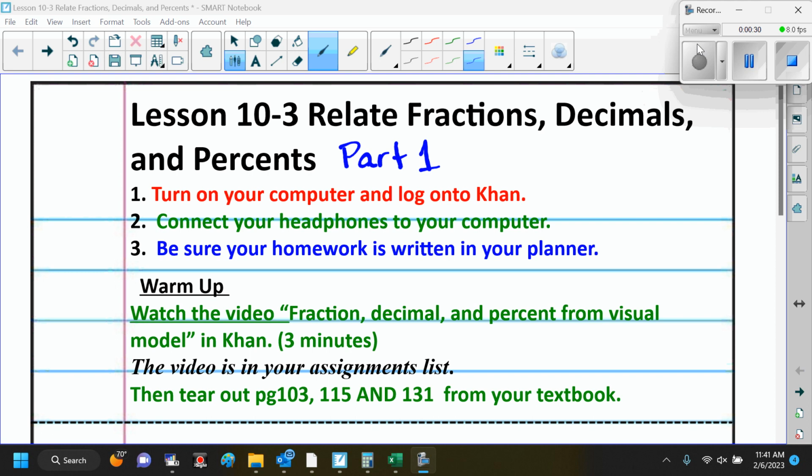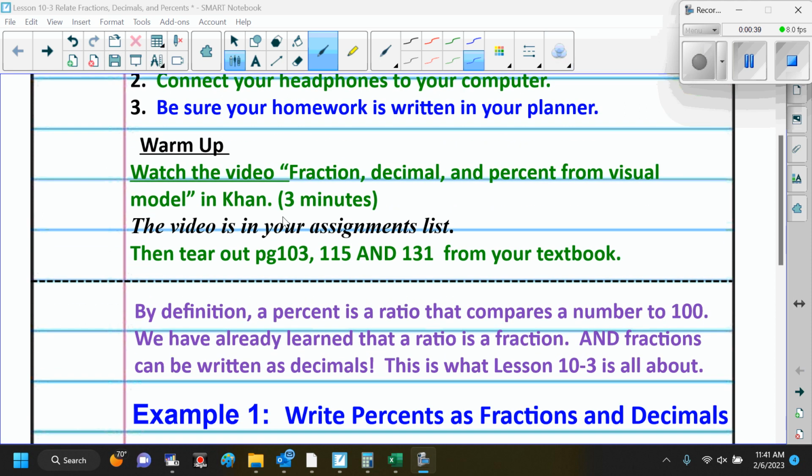Right. So in the video, they gave you some examples on how we are going to change from fractions, decimals, and percents. Now, by definition, a percent is a ratio that compares a number to 100. Okay? A ratio, we already learned that a ratio is written as a fraction, right? When we compare it. And fractions can be written as decimals.